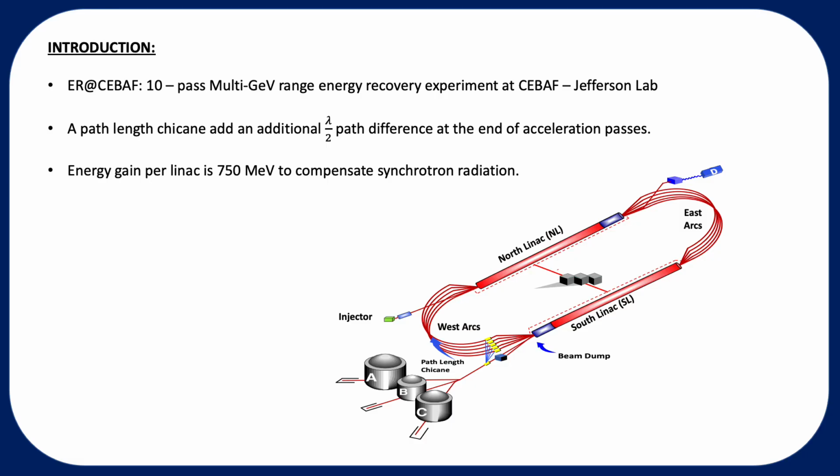In general operations, the electron beam accelerates up to 12 GeV with 5 accelerating passes throughout the machine, and here at CBAF we will have an additional 5 decelerating passes. In order to decelerate the electron beam we have to install a path length chicane at the arc A, and also to dump the decelerated low energy beam we will have to install a low energy beam dump at the end of the south Linac. The Linac energy gain is scaled up to 750 MeV in order to compensate the synchrotron radiation losses.